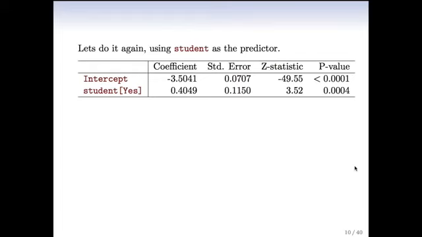Let's do this again using some of the other variables. We haven't seen student yet, but one of our predictors is student, and it's a binary variable in this case. It's a yes or no variable. Is the credit card owner a student or not? And so we code that as a 0-1 variable, and we fit a simple logistic regression model, and it gets a coefficient of 0.4049, and that's also significant.